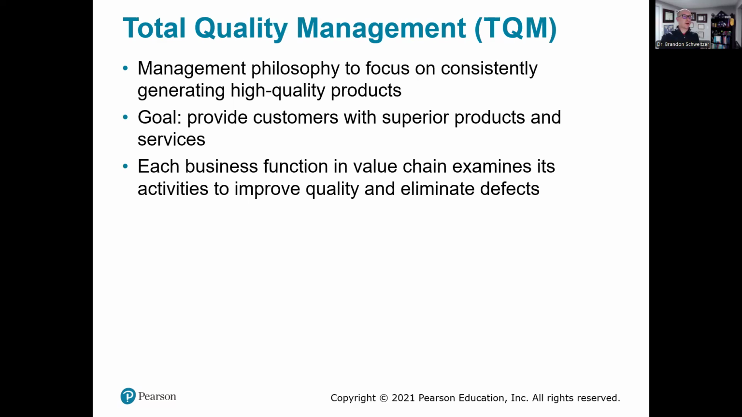The goal is to provide the customer with superior product and service. So we want to maintain the service after the fact by providing the warranty and the follow-up, etc. And each business function in the value chain examines how the activities to improve the quality and eliminate any type of defects. This goes back to ensuring that we have a high quality product. So, how do we do that? We break down the product through a quality control process to ensure that each mechanism in the product is working the way that it's supposed to and that there's no defects.